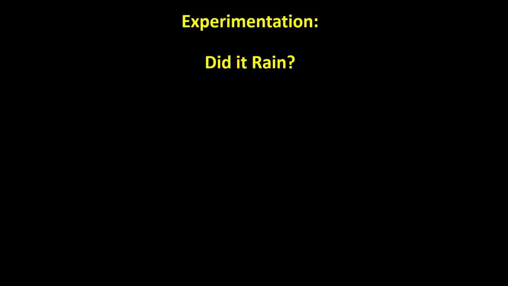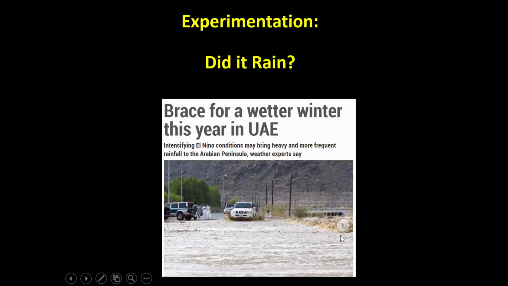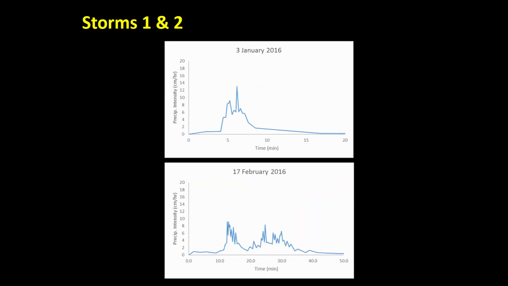So I set it all up. I had to come back out every month to get the data off of it, but did it rain was the big question. And fortunately, conditions were right for a heavy winter. There were articles in the newspaper predicting, because of El Nino, that it was going to be especially wet that winter, and it was. There were several storms that I was able to measure with the tipping bucket.